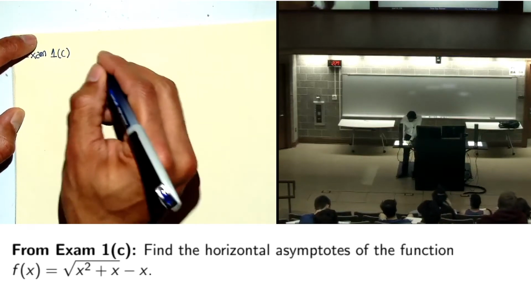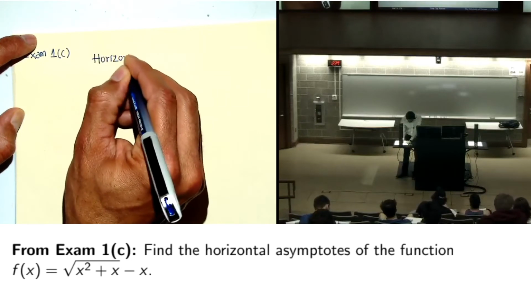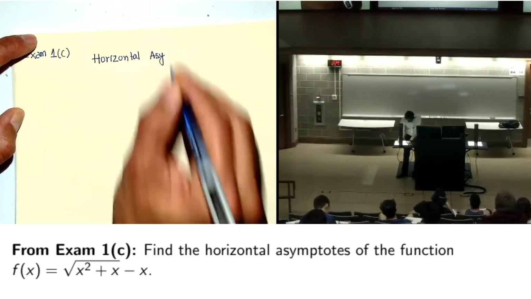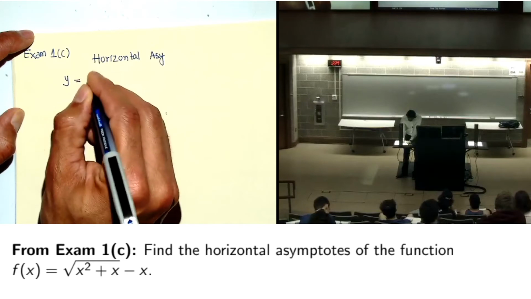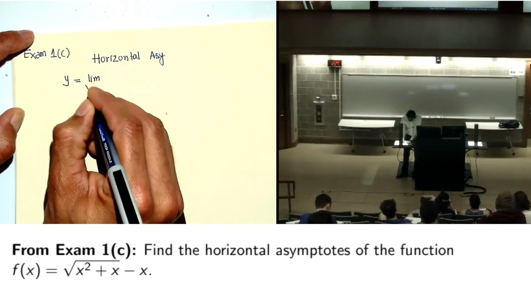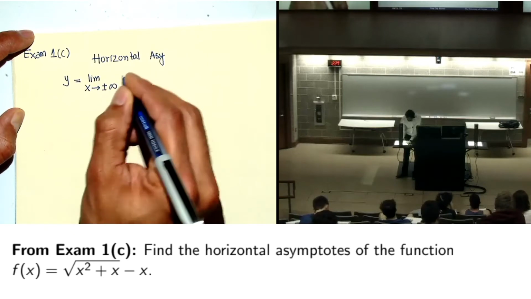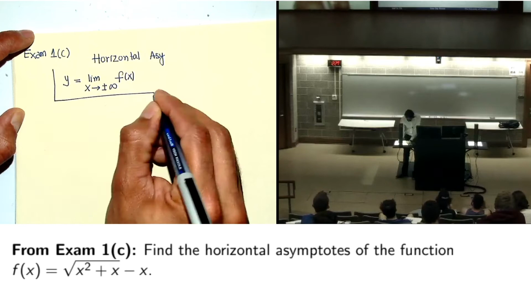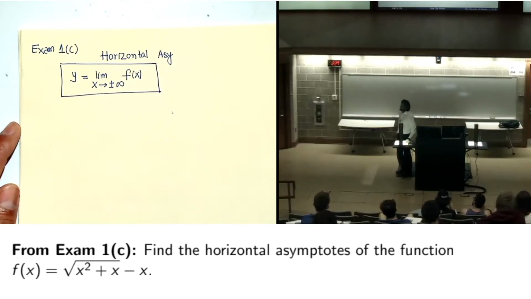So what is the definition of horizontal asymptote? Anyone can tell me horizontal asymptote? Okay, so the definition is this. y is equal to the limit as x approaches plus or minus infinity of f of x. Okay, this is something you're going to put in your memory tomorrow or Thursday. You may need that definition.